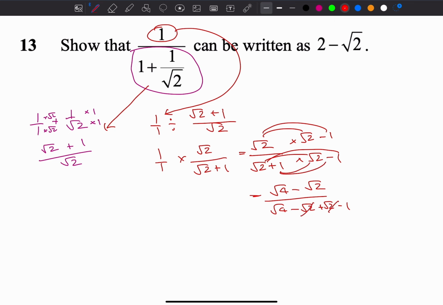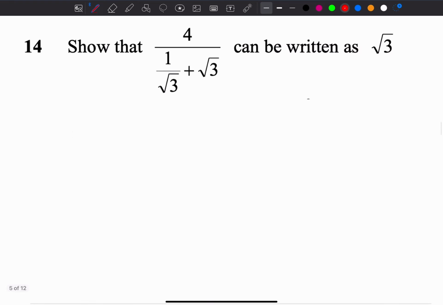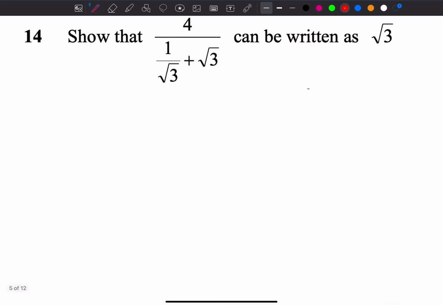That and that cancel. Root 4 is 2, root 4 is 2. That's basically 2 minus root 2 over 2 minus 1, which is 1, but you don't need to write it. It's just 2 minus root 2.